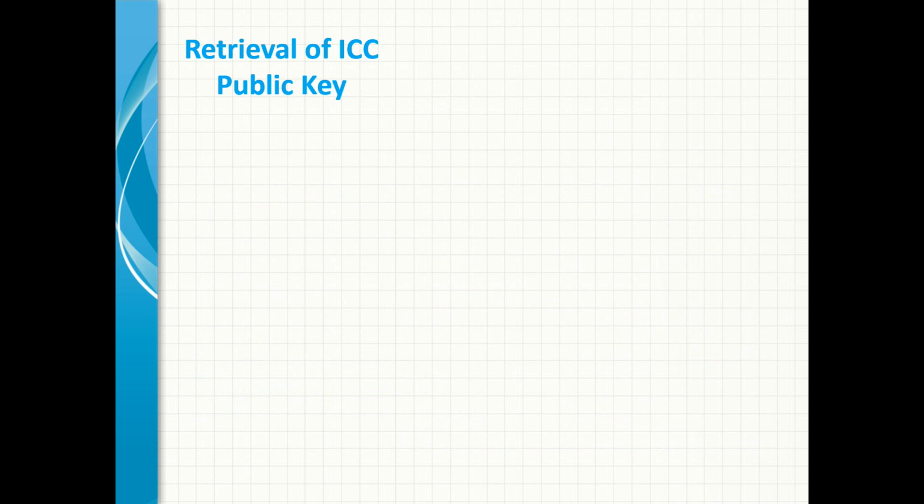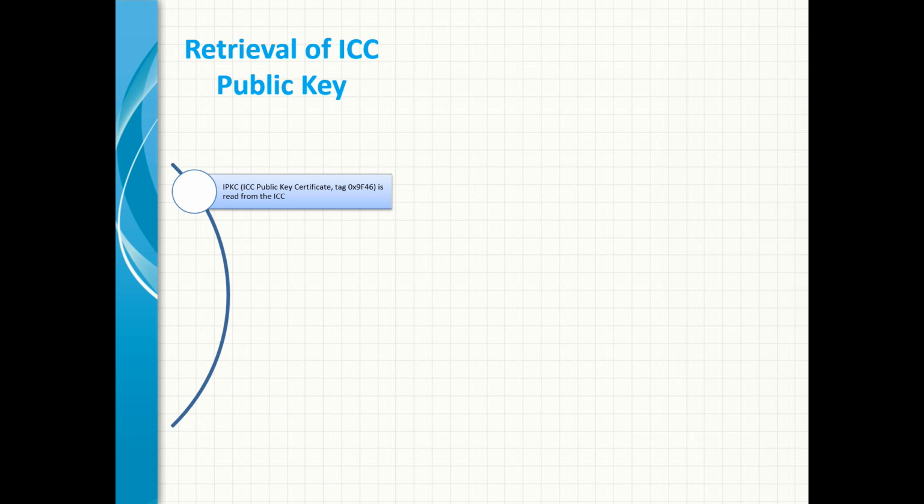The retrieval of the ICC public key. Now remember, we have the ICC public key certificate stored in the EMV card, and we have to read it with tag 9F46. Now, after reading the ICC public key certificate, we have to decrypt it, and decryption is with the algorithm RSA.